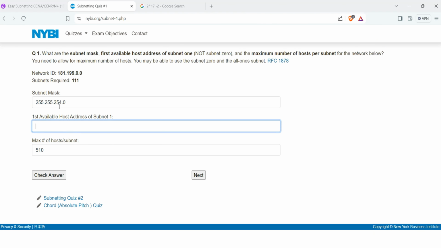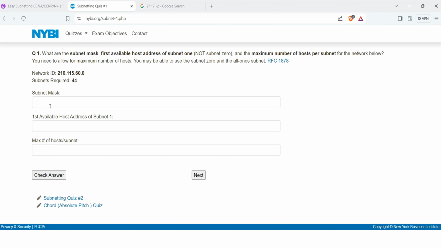The value of the last bit that I borrowed is a what, folks? Is a 2. So 0, 2, forget about 0. It's between 2 and 4. 181, 191, 199.2 dot what? 1. There we go. And check answer. And there we go. Next.